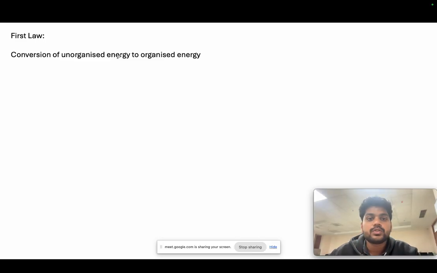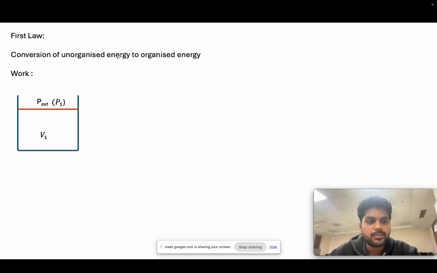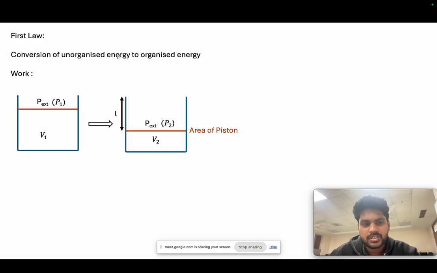Okay. So basically what I want to say was the first law. Before going to the first law, I will discuss work. Suppose you have two systems, where one system is initially at V1, with the P external. Here, suppose we have some balls.